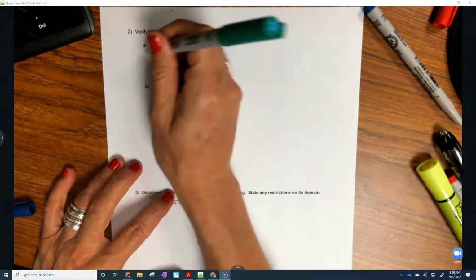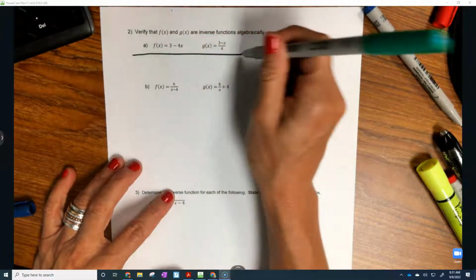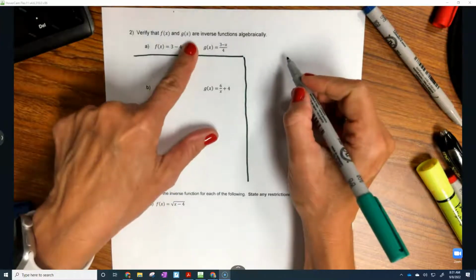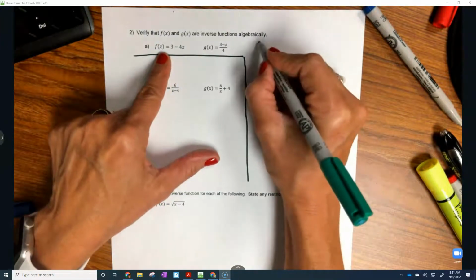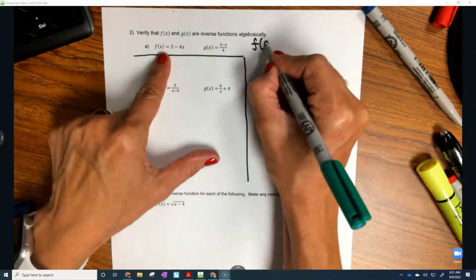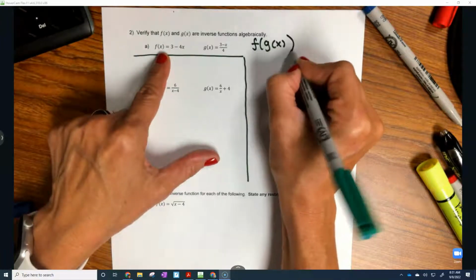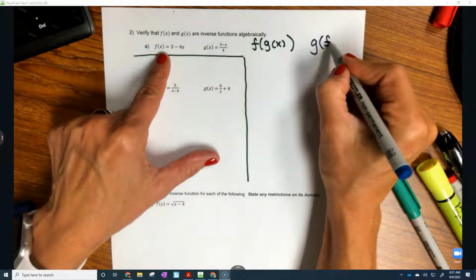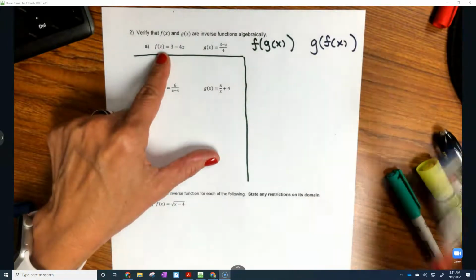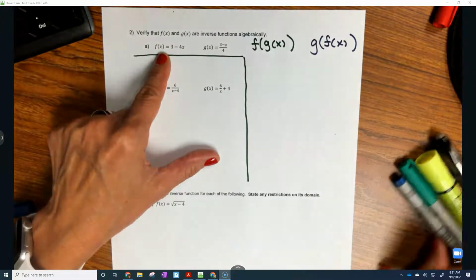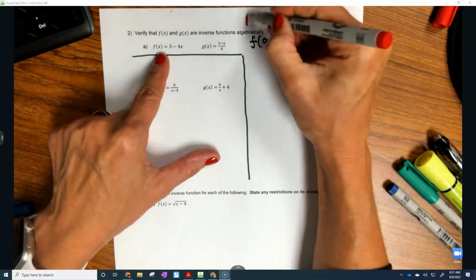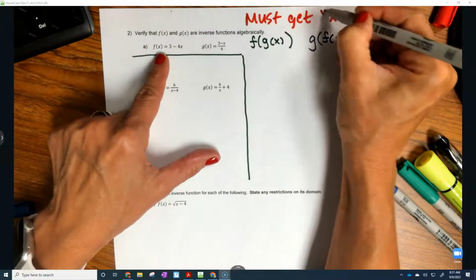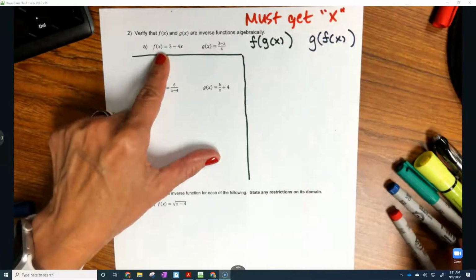Okay, so for part 2, guys, we are going to verify that these functions are inverses algebraically. I'm going to use this workspace over on the side for letter A. So we're going to put g of x in f of x. Then we're going to put f of x into g of x. And we know that they are going to be inverses when we only have x left over as our final answer when we do all of our work.